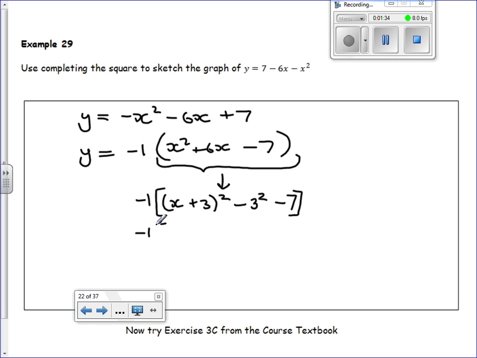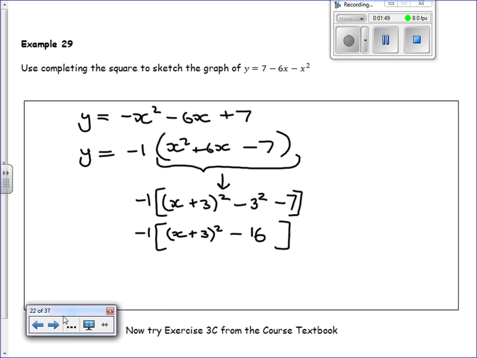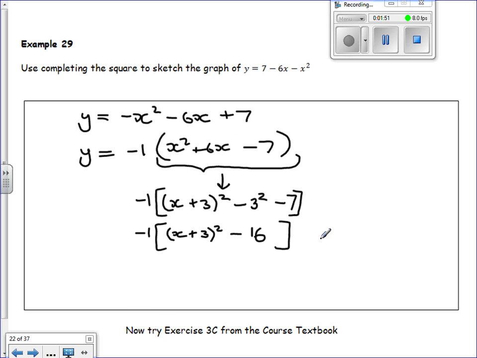Let's just simplify what's in those square brackets. So we've got x plus 3 all squared, minus 9, minus 7 is minus 16. Now we just need to multiply through by minus 1. So we've got minus x plus 3 all squared. Minus 1 times minus 16 is plus 16. So now that we know the vertex, we should be able to sketch our graph.